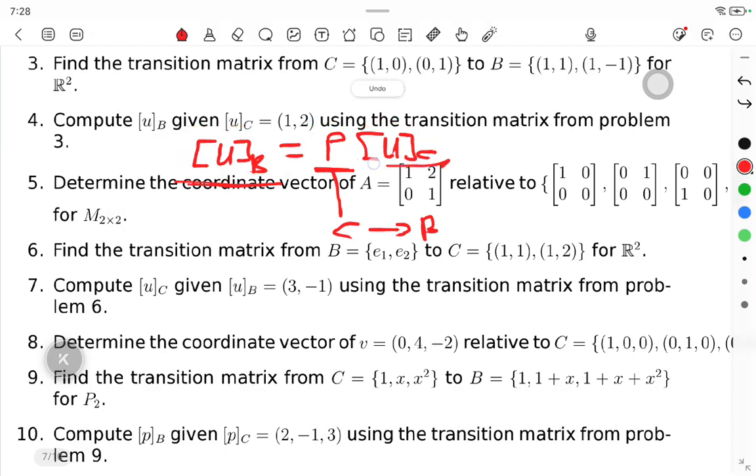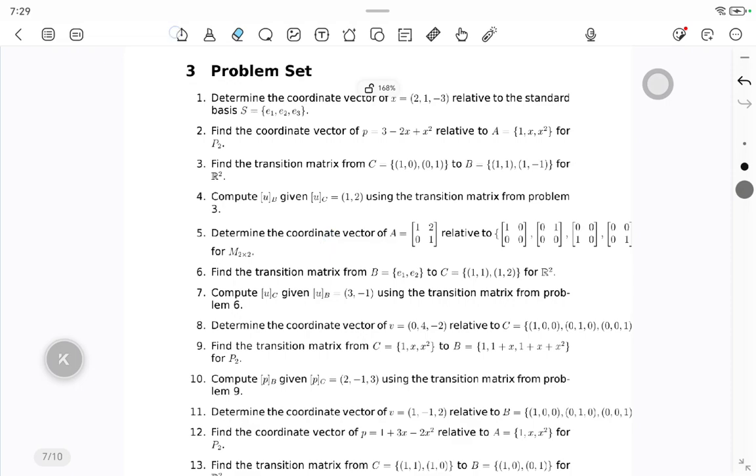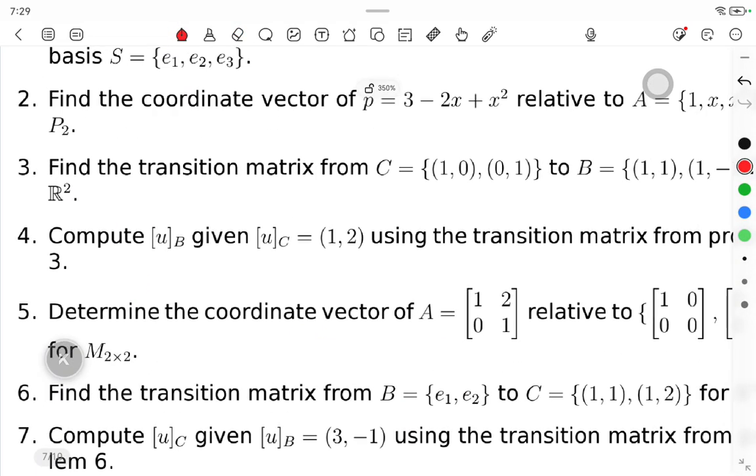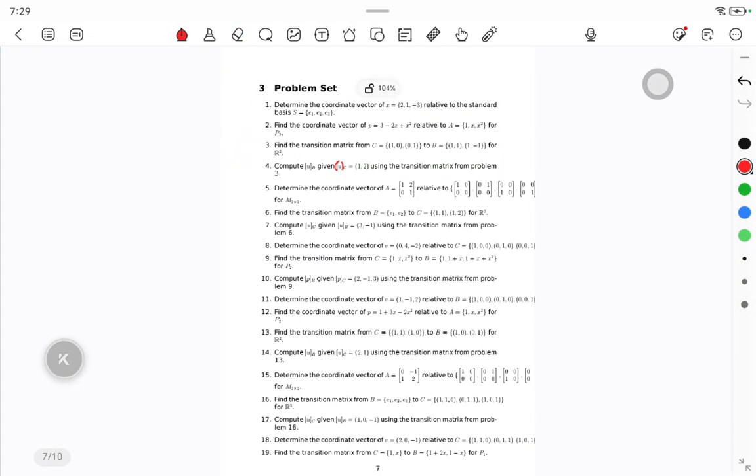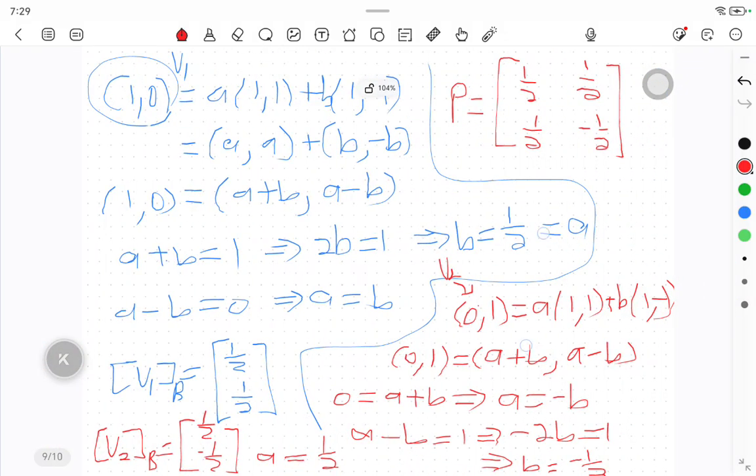You're just going to make this one the subject of the formula, meaning that you're going to have UC is equal to, since this is on the left hand side, also this one will be on the left hand side, and then UB. You see, right? So this is what you're going to be doing. So let's find UB now. They say UC is equal to 1, 2. Here, really, I should have used these brackets. I just mistakenly typed that, so I'm going to be correcting them here.